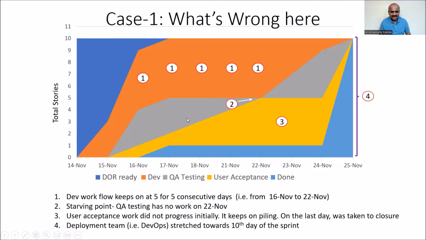And then if you see the testing, now the testing is narrowing down. And you know what? There is no work here. This is called the starving point. The starving point is where the testers don't have any work on 22nd November. You see, they're not properly loaded. They don't have proper work. They're only working towards the last 3 days.